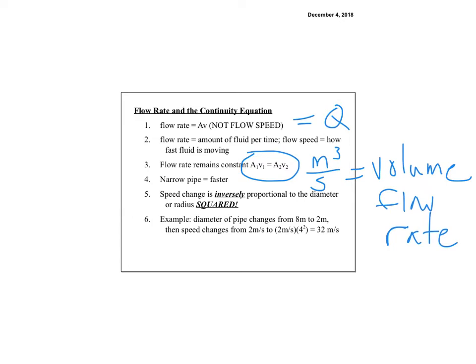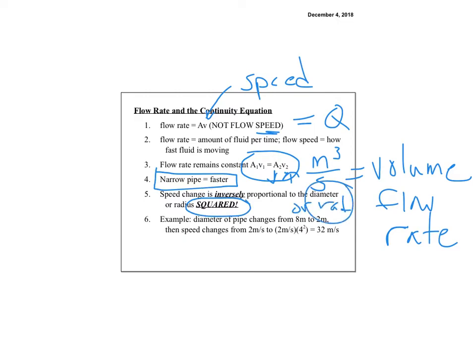And remember, flow rate is not the speed, because the V here is speed. So don't confuse speed, and don't confuse which kind of flow rate you have. The flow rate is the amount of fluid per time. The speed is how fast the fluid is actually moving. The big concept is that if you have a narrow pipe, it goes faster, because if A goes down, V goes up. The speed changes inversely proportional to the diameter squared. Remember, you can use diameter or radius. It doesn't matter because they're the same thing.